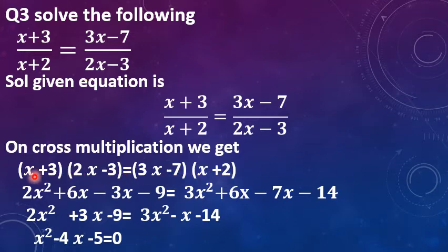So here x plus 3 is multiplying with 2x minus 3, and 3x minus 7 is multiplying with x plus 2. On multiplying and solving the LHS and RHS, we get the equation 2x square plus 3x minus 9 equals 3x square minus x minus 14. And finally we get the quadratic equation x square minus 4x minus 5 equals 0.